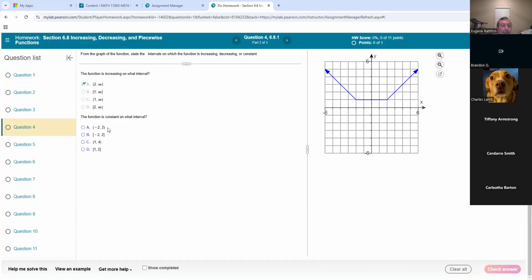All right, y'all. A, B, C, D. Where is it constant? So Carlithian, I think you are right. It's A again, right? -2 to 2. So it looks like it's -2 to 2 on the x-axis. So I'd pick A for that.